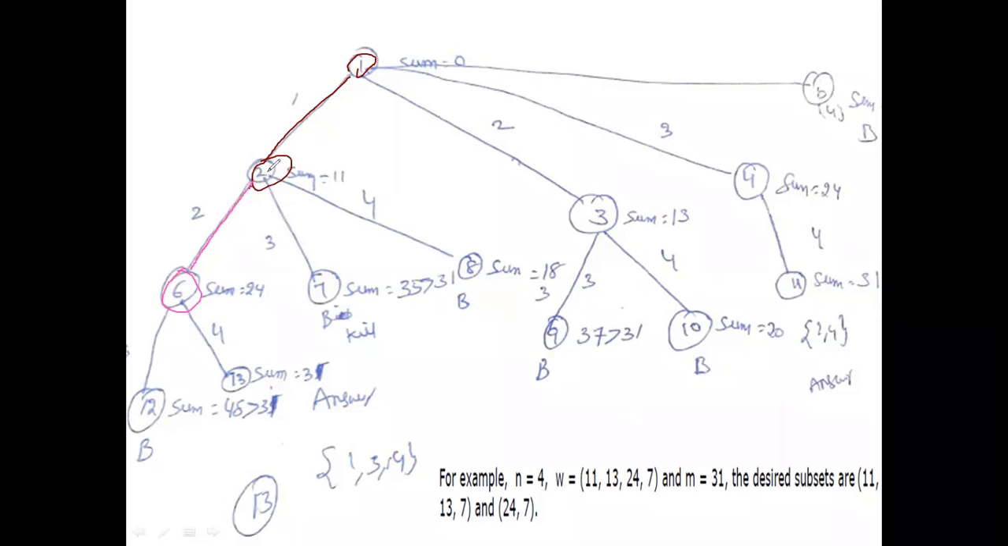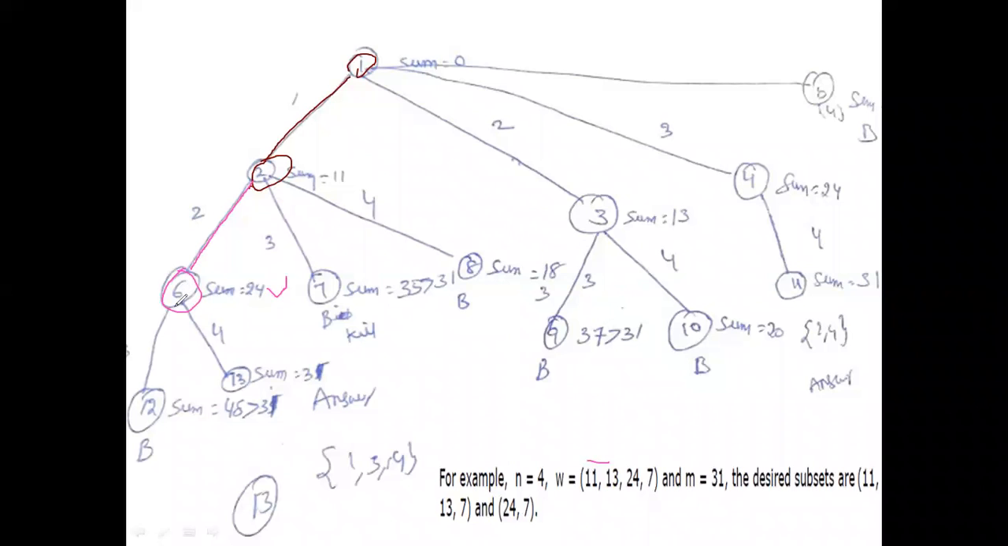This child of the second node, the sixth node, represents 1 comma 2, meaning x1 equal to 1 and x2 equal to 2. The sum of the first two elements is equal to 24, so it is not equal to 31. The sixth node is expanded, meaning it generates children.